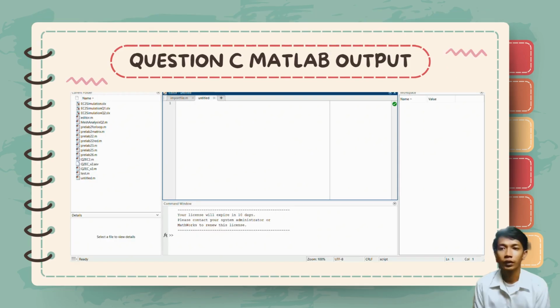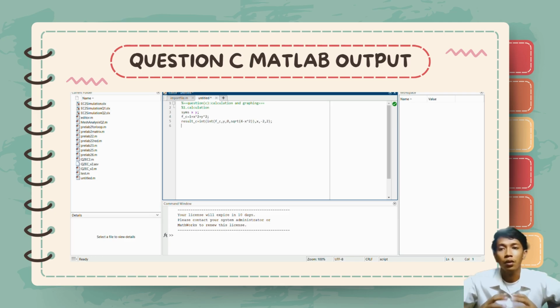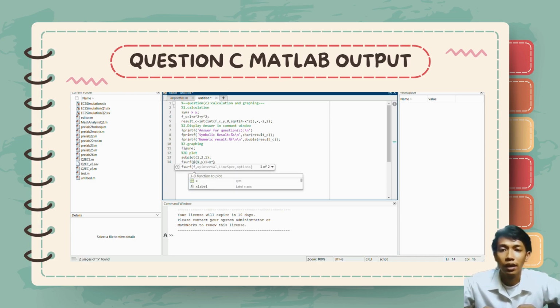Thank you. In question C, we are required to evaluate the double integral of the function f(x,y) equals 1 plus x squared plus y squared over the specific region R, which is the upper half of a circle with radius 2 centered at the origin. To solve this, the function is defined symbolically in MATLAB, and the integration is performed in Cartesian coordinates. The limits of integration for y are from 0 to square root of 4 minus x squared, representing the upper semicircle, while x ranges from negative 2 to 2. The double integral with respect to dy and dx is calculated both symbolically and numerically in MATLAB.